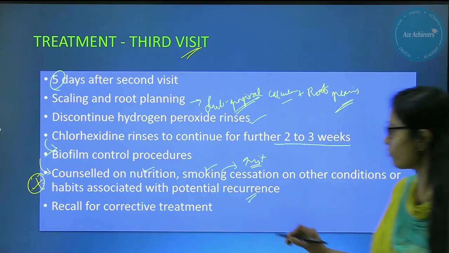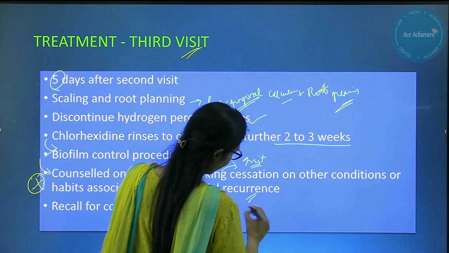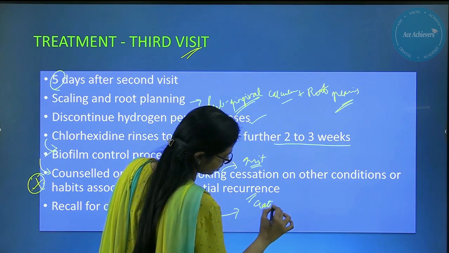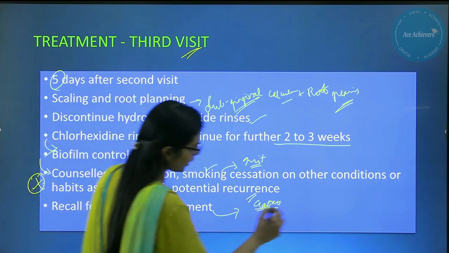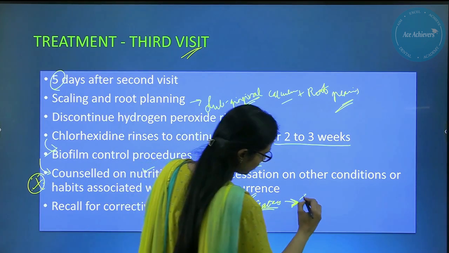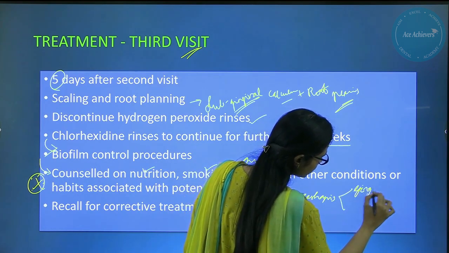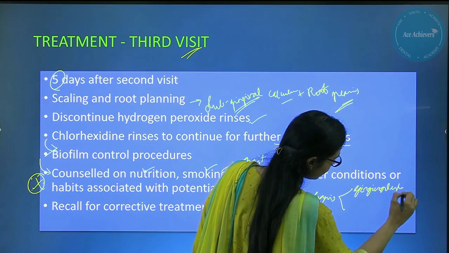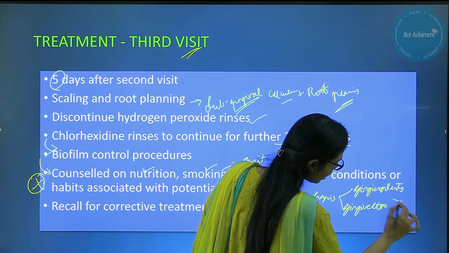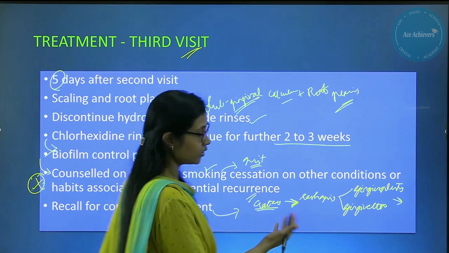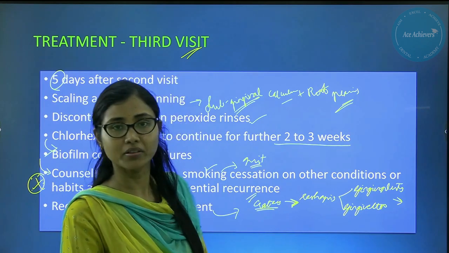Okay, and then we have to recall the patient for any of the corrective treatment, which means, as we have already told, that there are some crater formations, right? There are osseous craters or gingival craters which are formed in these patients. So these craters have to be reshaped by using either a minor surgical procedure such as gingivoplasty or gingivectomies, in order to bring back the ideal contour of the gingiva, so that the patient can maintain it in a better way. Okay, so these things have to be done during the third visit.